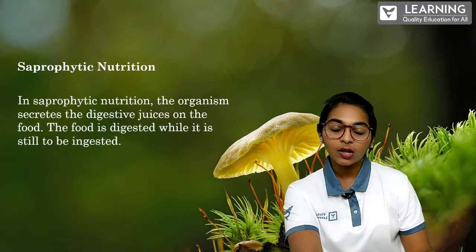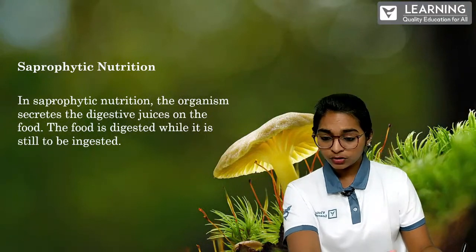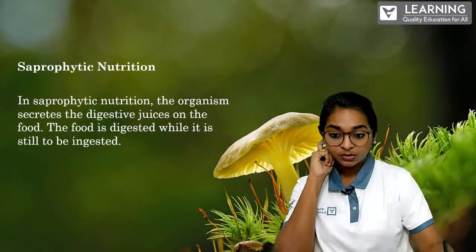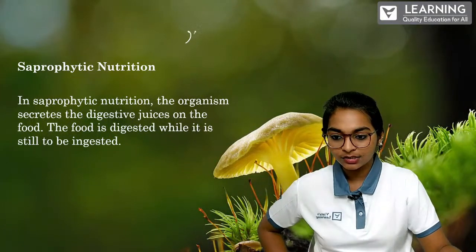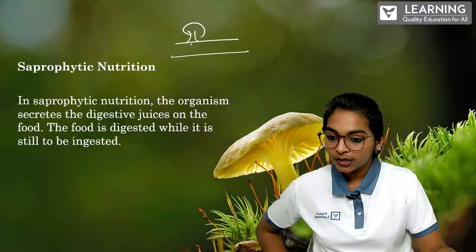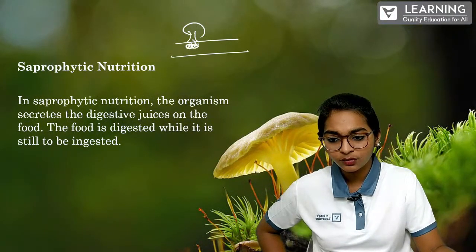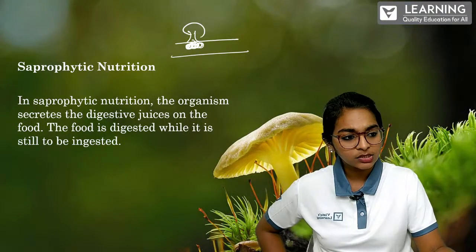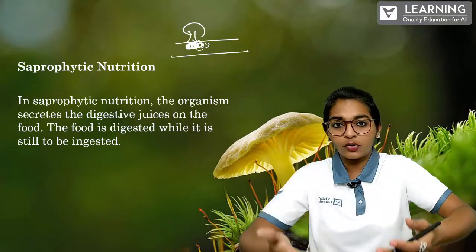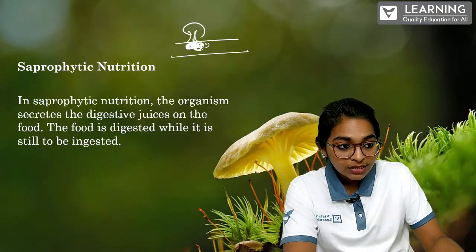So why do we call them saprophytes? See, in the saprophytic mode of nutrition, the organism will secrete digestive juices on the food. Let's say this is a mushroom grown on wood. Digestive juices are secreted on the food. So this wood is its food, right? Here it will first secrete the enzyme, and then the digestion will happen outside the body of the organism. After the digestion happens, it will suck it in.